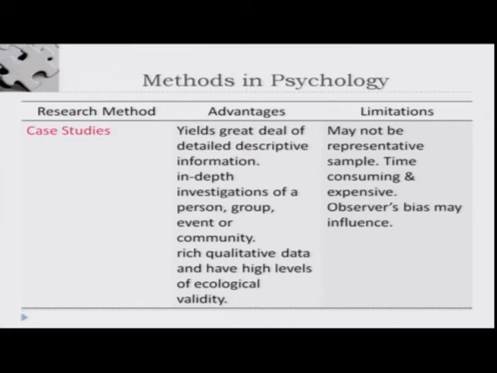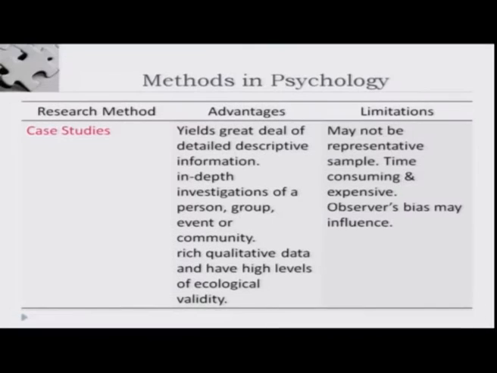The limitation is that you may not actually come across a representative sample, because you have come across one individual or a small set of individuals. Because you do not have a representative sample, generalization is usually a big problem. It is also very time consuming, sometimes very expensive, and once again the bias of the observer might influence the findings of case studies.